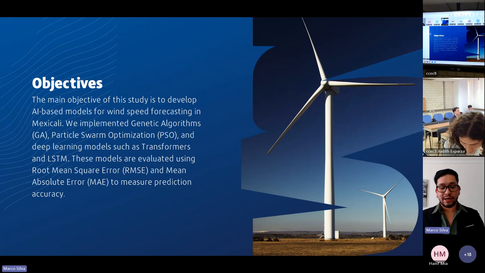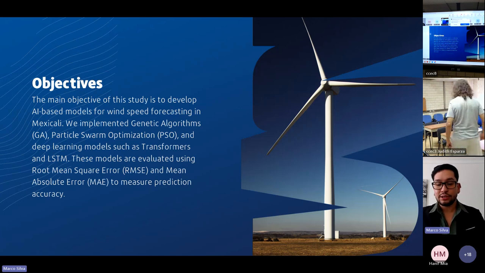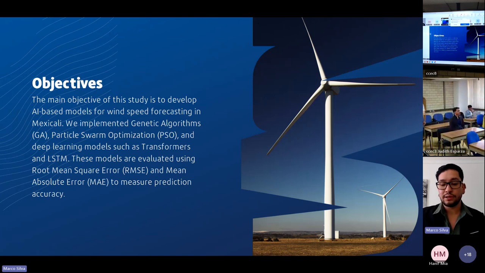Objectives. The main objective of this project is to develop and evaluate AI-based models for wind speed forecasting in Mexicali. The goal is to improve prediction accuracy and optimize wind energy production by implementing advanced AI technologies.